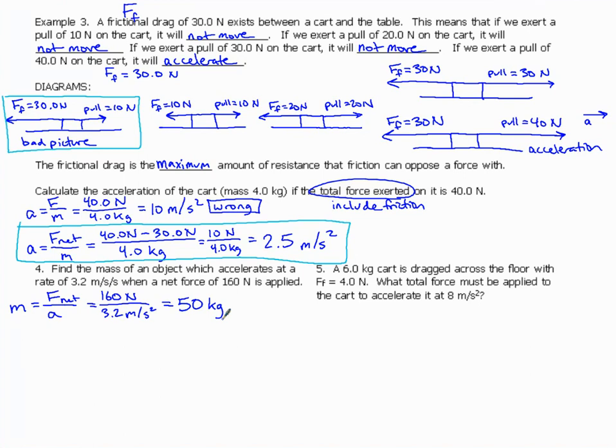So take a look at the difference in the terms here. Up here in example 3, it said if the total force exerted, that means how hard we pulled on it or how hard we pushed it. Here it said when a net force is applied. So total force and net force are not necessarily the same thing. A 6 kilogram cart is dragged across the floor with a force of friction of 4.0 newtons. What total force must be applied to accelerate the cart at 8 meters per second squared?